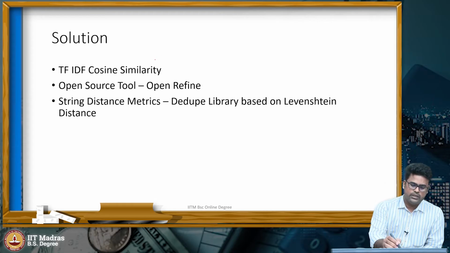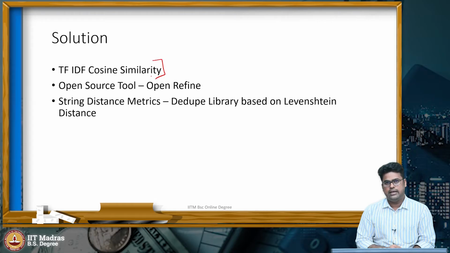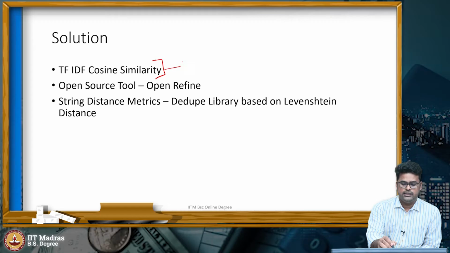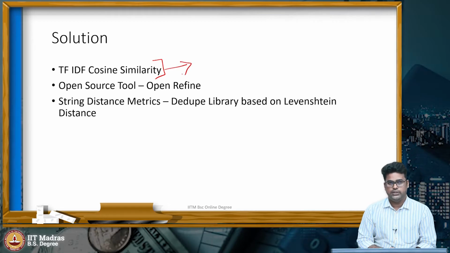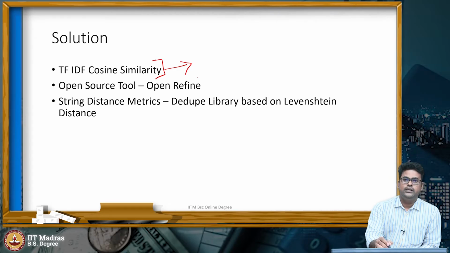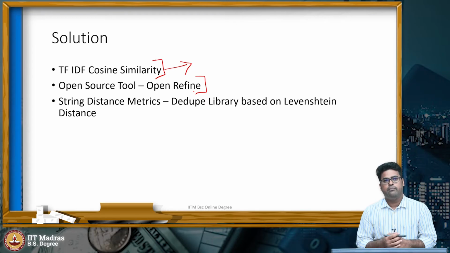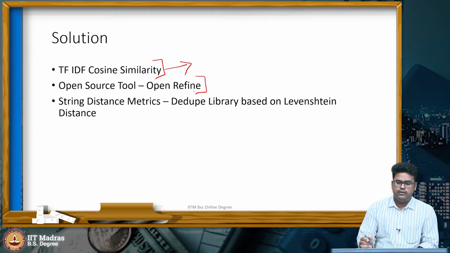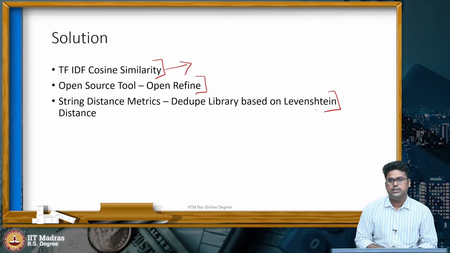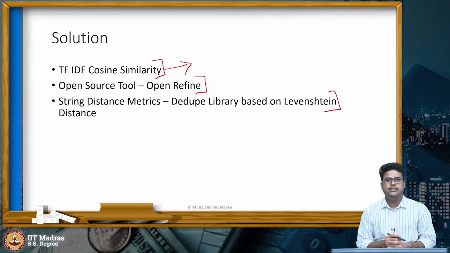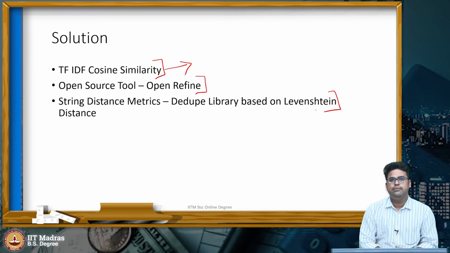So we have something called TF-IDF cosine similarity, which is the topic of discussion for us today, and which will be covered in detail in some time. There are also open source tools called OpenRefine, which can be used to club similar entities into one. Or, as simple as that, we can use distance metrics like Levenshtein distance or Manhattan distance in identifying string similarity between entities. Let's get into detail about TF-IDF cosine similarity.